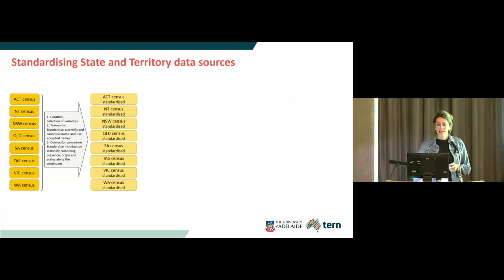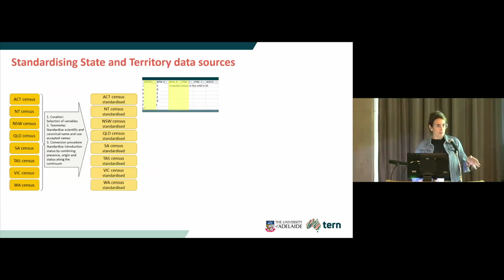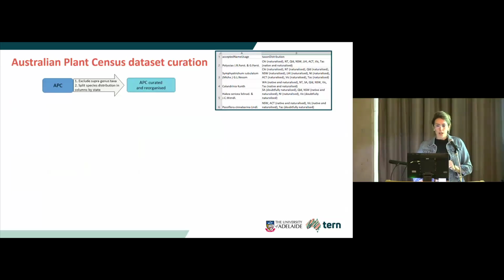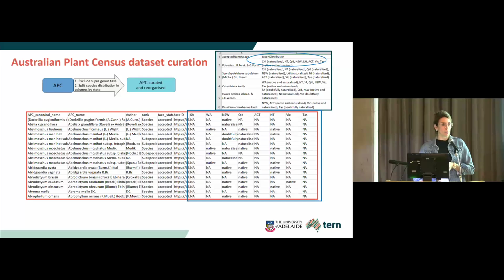So, standardising the state and territory data sources: because they were in a range of separate tables for each census, what we did as part of the process was pull it all into the one table. That included the state name, the canonical name, and the alien status that was harmonised. And then for the Australian Plant Census, we excluded supragenus and then we split the species distribution column by column for each state. So rather than having it all concatenated in the one field, we parsed it out into the separate states. That made it a much more workable product.